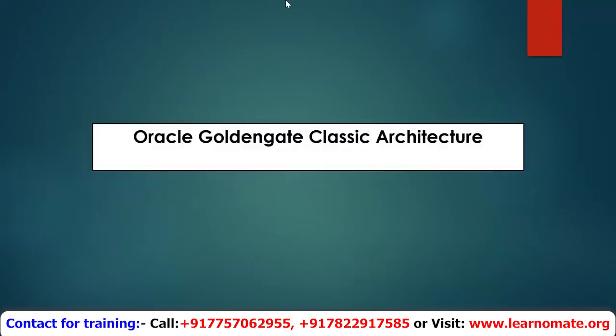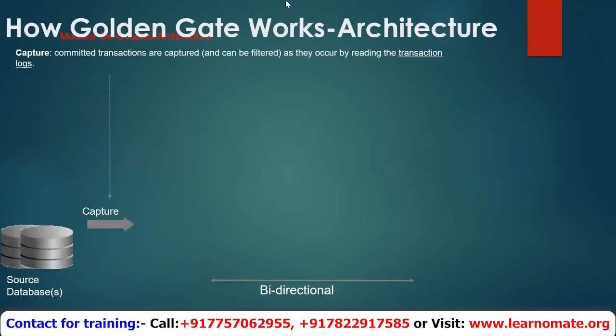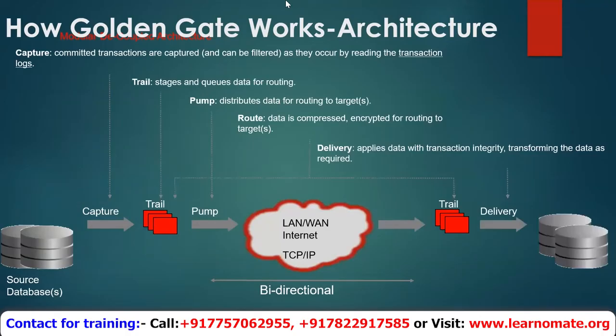So let us quickly discuss classic architecture and then we'll move to microservices. Classic architecture is available since the beginning of GoldenGate. Now you have got a source database and a target database. Your source database can be any Oracle or any non-Oracle supported database. Same way, the target could be any Oracle or non-Oracle supported database.